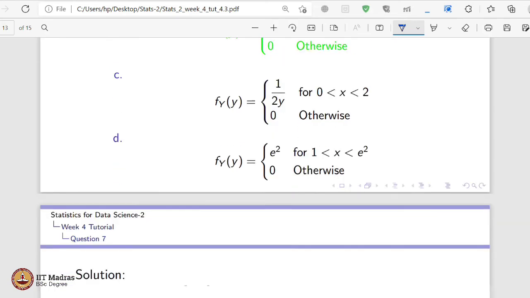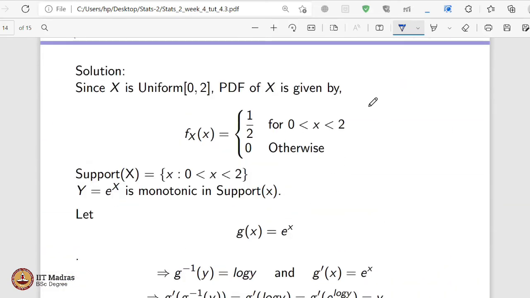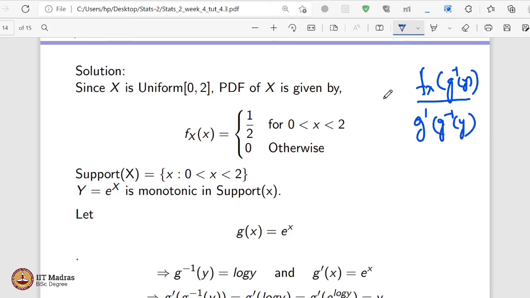Okay, so now we can write it directly. To use the formula, we should have f of x of g inverse of y in the numerator, and in the denominator we have g dash of g inverse of y. So this is simply the f of y that we have to calculate. For that, we have to get the g inverse of y, and then we have to differentiate the function, that is e to the power x.